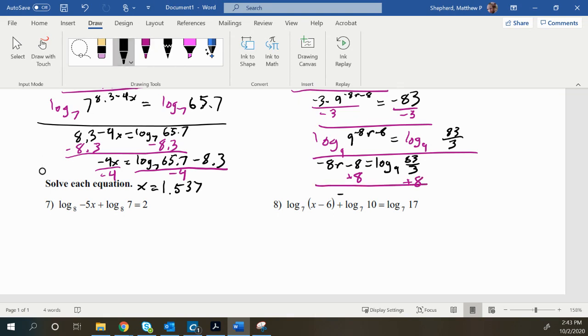Add the 8. -8r is equal to log base 9, 83/3, plus 8. Final step, divide both sides of that by -8, and we're going to have r is equal to log of base 9 of 83/3 plus an 8 all over -8.